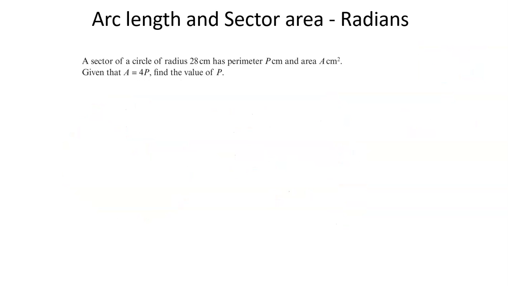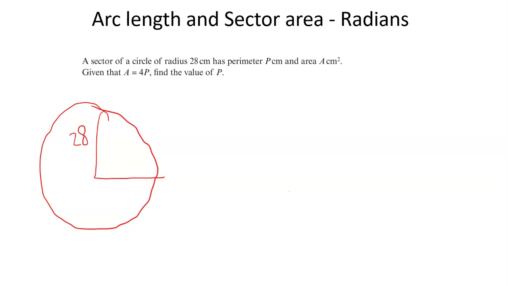Here's another question, this time involving areas as well. So a sector of a circle of radius 28. So let's draw that on, that's 28. Has perimeter P and an area A. Given that the value of the area is 4 times the value of the perimeter, find the value of the perimeter.